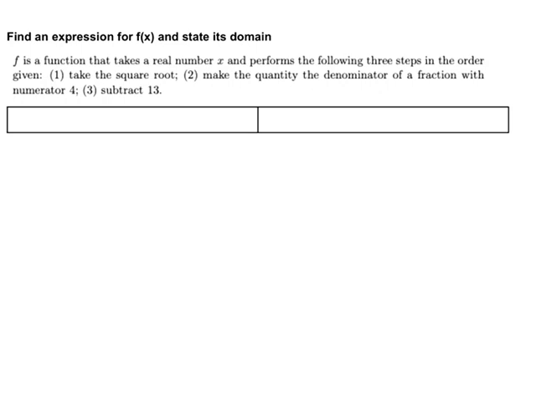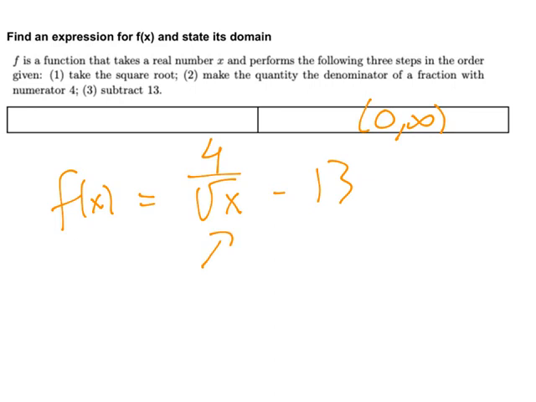And then finally, you guys did this one on your RLK last week. That is f of x equal to 4 over square root x minus 13. And the domain for this one is 0 to infinity because I have that radical.